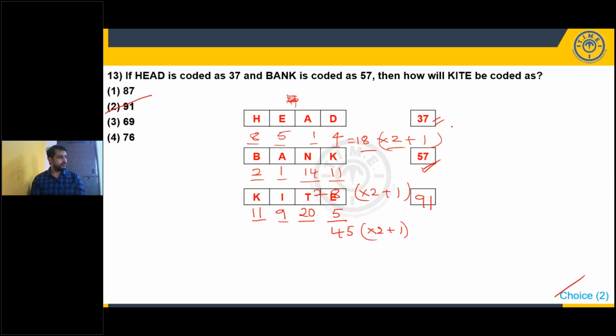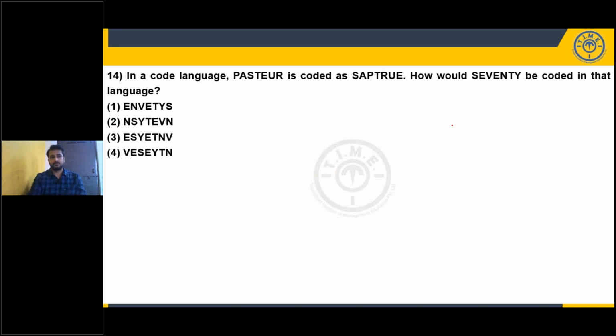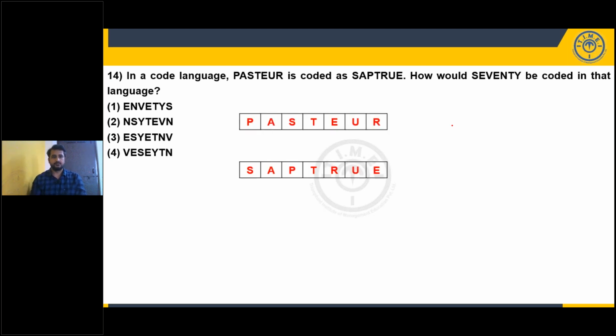Sum of the place values into 2 plus 1. Now, in a code language, POSTURE is coded as SAPTRUE. How would the given word be coded in that language? What are the letters that are present in the word? POSTURE. And here, SAPTRUE. The letters present in the word and the letters present in the code are the same. It means a rearrangement process.